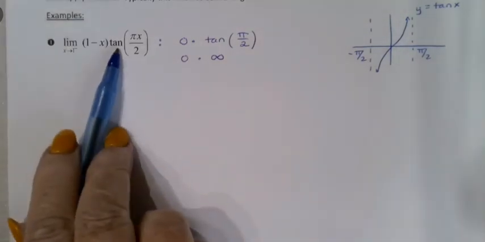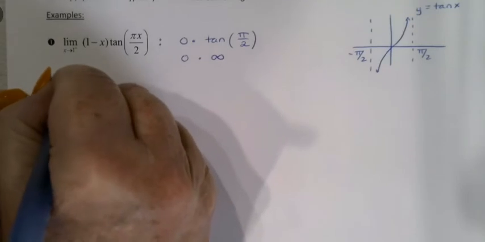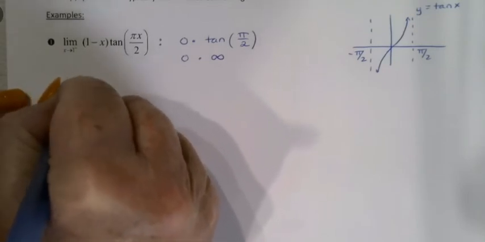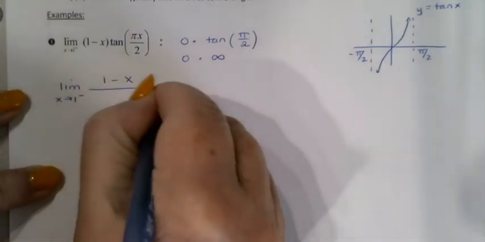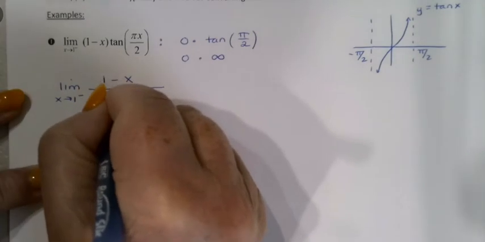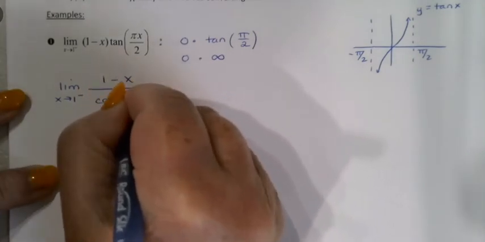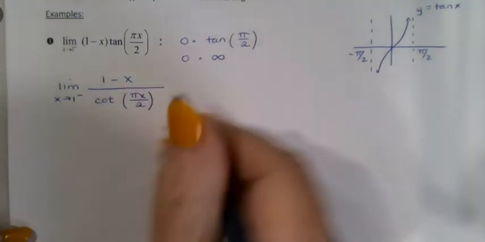Well, with trig functions, we know they all have reciprocals. The reciprocal of tangent is cotangent, right? That's just the reciprocal. So if I wanted to, I could rewrite this. And I could put the 1 minus x, leave that on top where it is. And instead of multiplying by tangent, instead I could divide by cotangent. Again, those are reciprocals, so that's the same thing. Well, what have I got now? 1 minus x is still 0 on top.